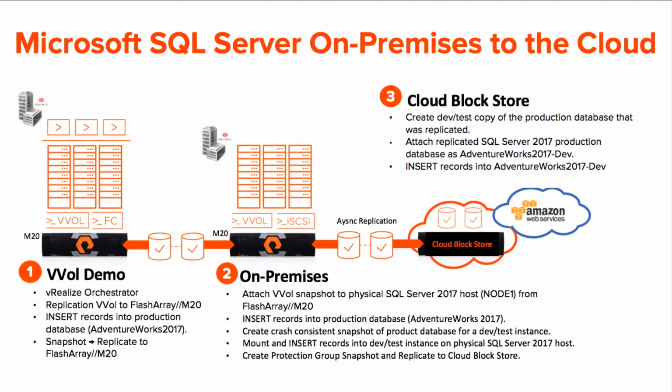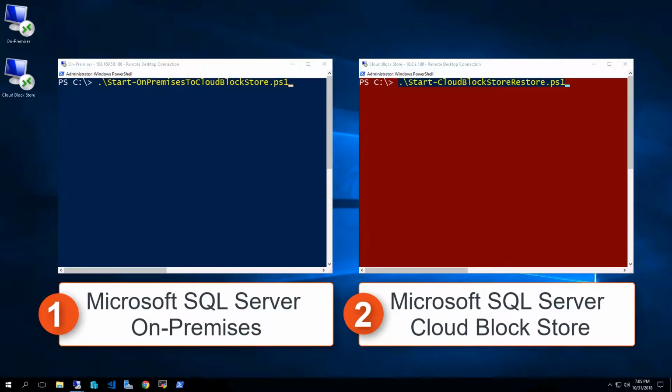In this video, we're going to be working with a SQL Server database that's deployed on premises, and we're going to be moving that to the Cloud Block Store, which is running in Amazon Web Services. The first part of the demo we'll be working with is the on-premises deployment of SQL Server, and then next we'll be moving over to the Cloud Block Store.